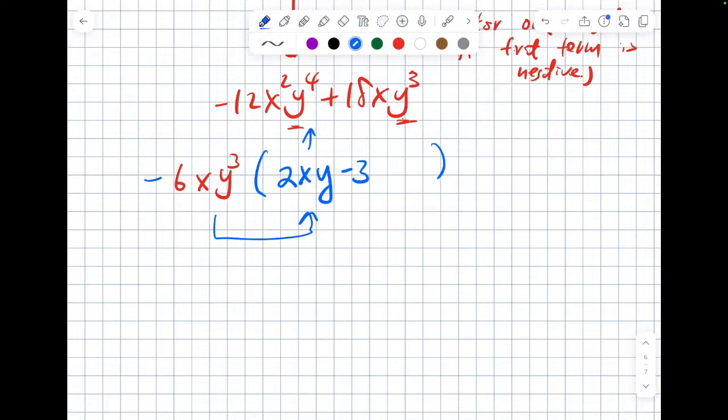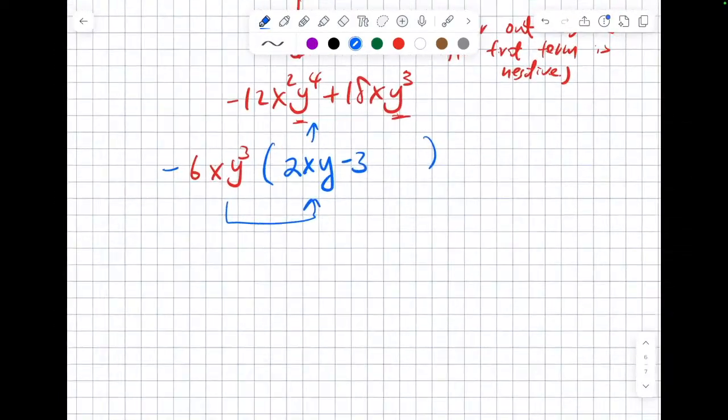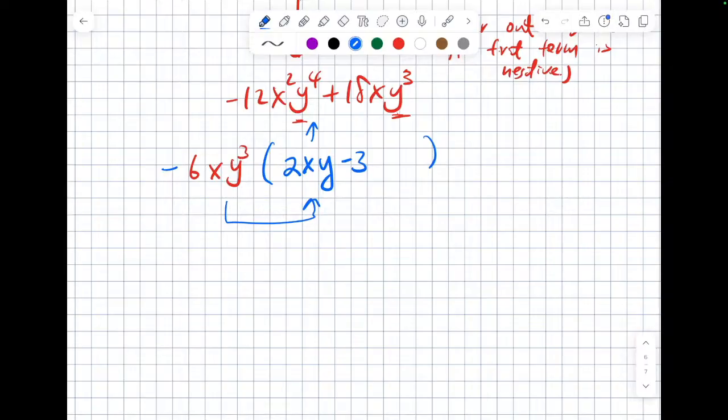All right, so that's GCF. Everything must check the GCF, because in some homework questions today, you're going to have to check GCF first.